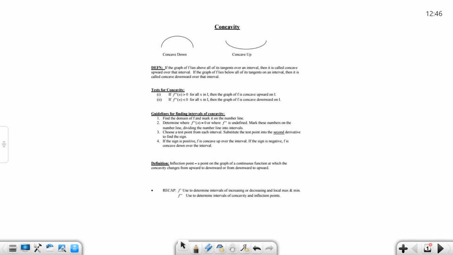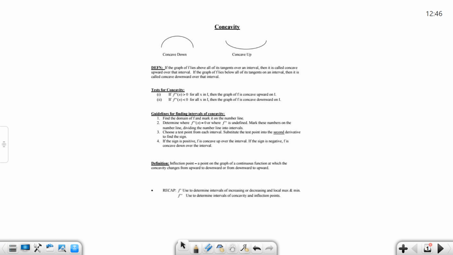Okay, in this section we're talking about concavity, and concavity is the shape of the curve. If it's concave up, I think of it as if it would hold water, and if it's concave down, it would let water out. So you see a little definition there that you can read, but the most important thing about concavity is that it's the second derivative.